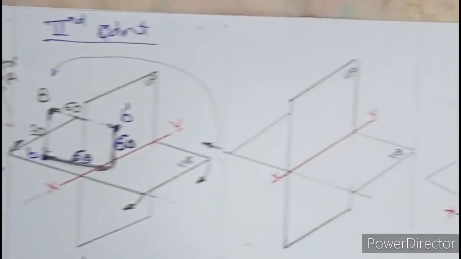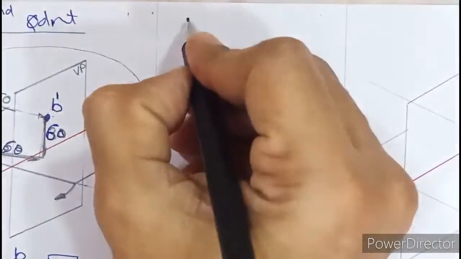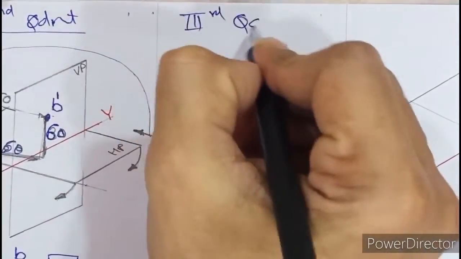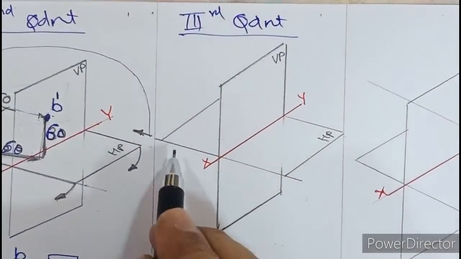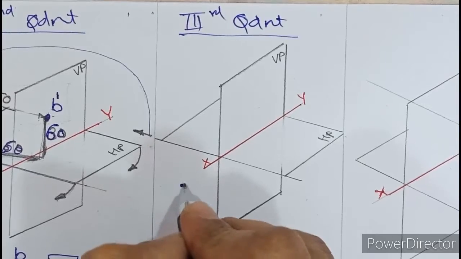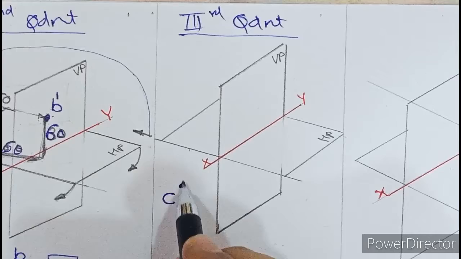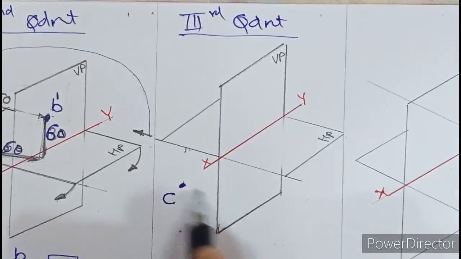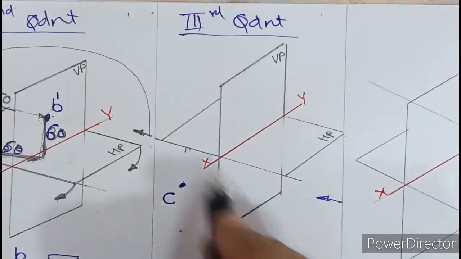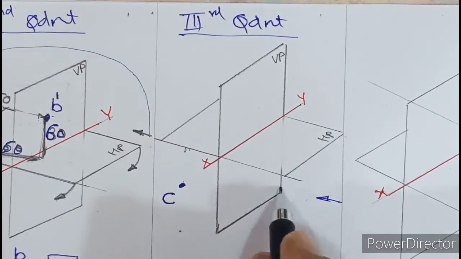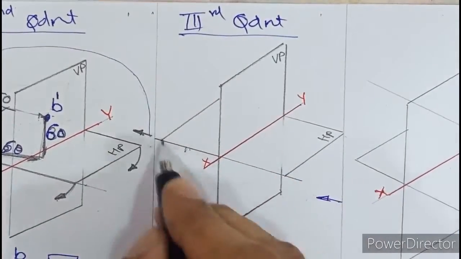Now we will switch on to the third quadrant. So I'll write the title over here as third quadrant. So in the third quadrant, we know that this portion is the third quadrant. So if I define a point capital C in the third quadrant, what we will say is this point lies below HP and behind VP, and the observer is looking from here. So both the planes VP and HP are assumed to be transparent. So when you look from this side, you cannot see the object. So VP is transparent, and when you look from the top view, you cannot see the object still. So HP is also transparent.